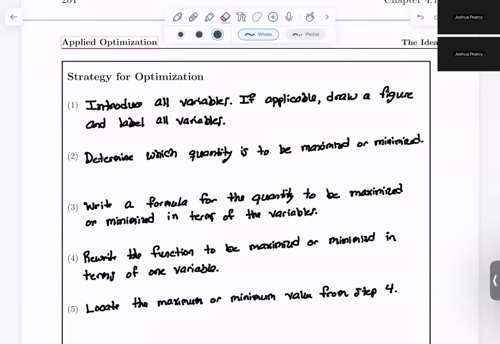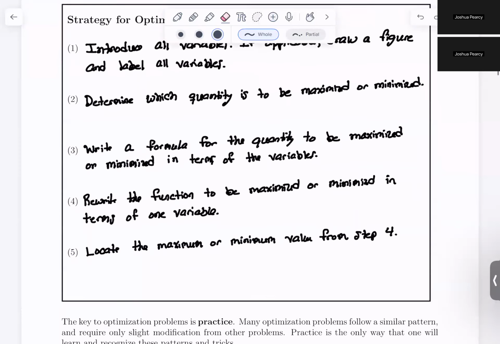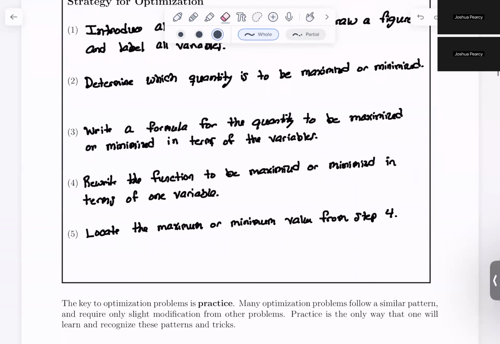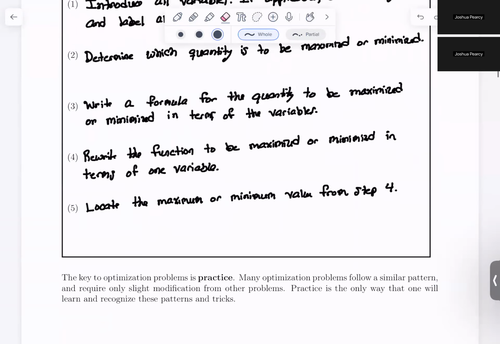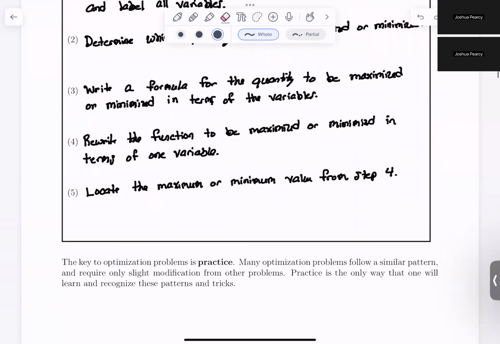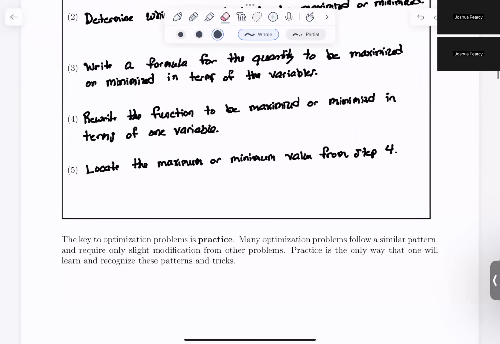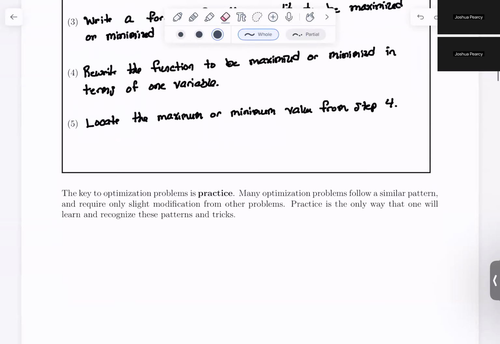The first step is you introduce all the variables, if applicable, draw a figure, and label all the variables. Then we determine which quantity is to be maximized or minimized. Write a formula for the quantity to be maximized or minimized in terms of all the variables. The fourth step, we want to rewrite the function to be maximized or minimized in terms of just one variable. Then we want to locate the maximum or minimum value from the fourth step. That involves taking the derivative, setting it equal to 0, and solving it. And if we're dealing with a particular interval, then we want to evaluate it at the endpoints as well, just like we did in section 4.5.